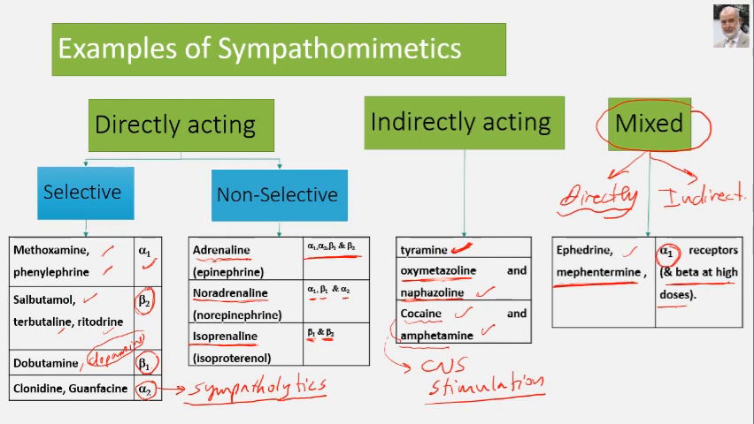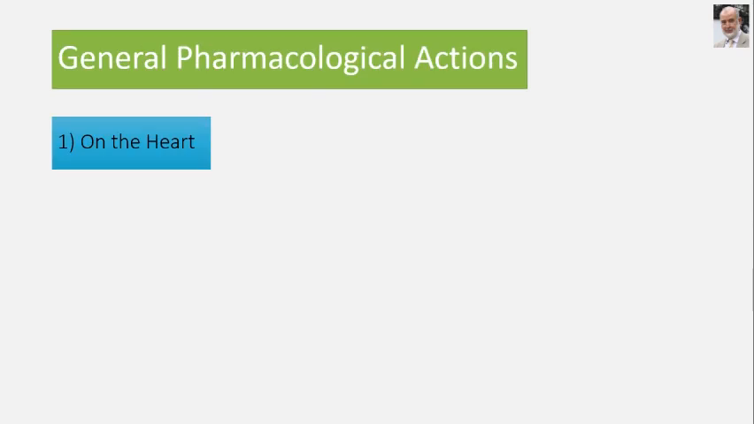Okay. Now, these are the examples of sympathomimetics. We talk first about the general actions of this group of drugs, then we'll talk about the specific action of the individual drug. So we'll talk first about the general actions on the cardiovascular system and smooth muscles of the body, and we concentrate our talk on the actions which have a therapeutic application. First, their general pharmacological action on the heart.